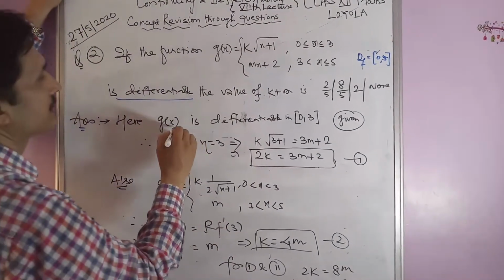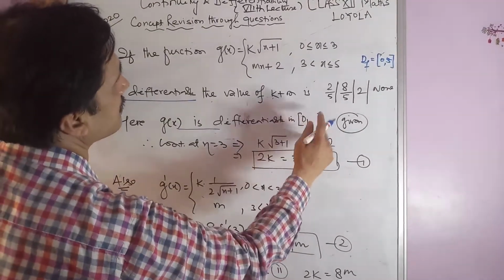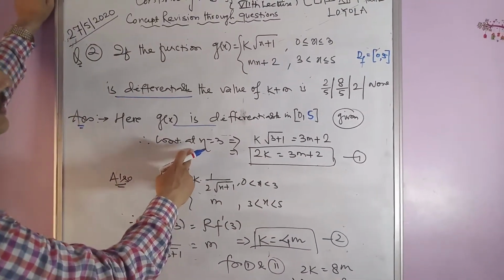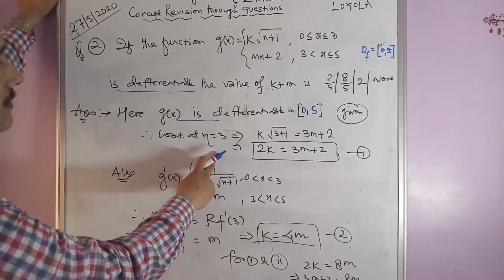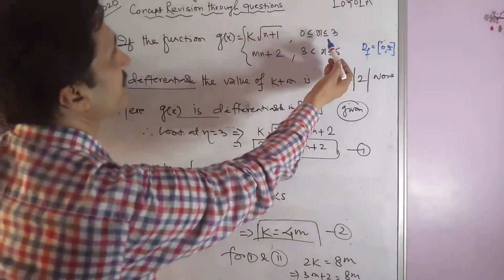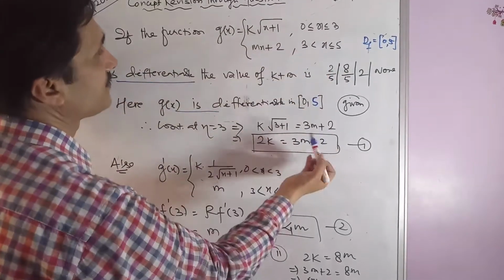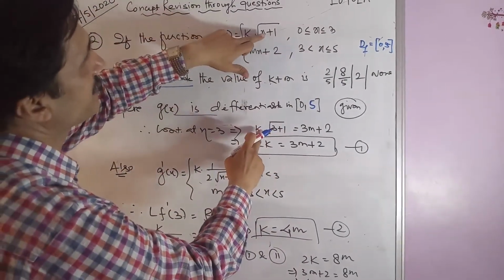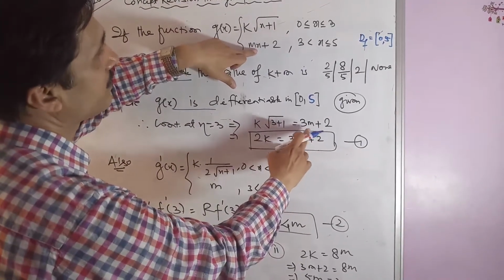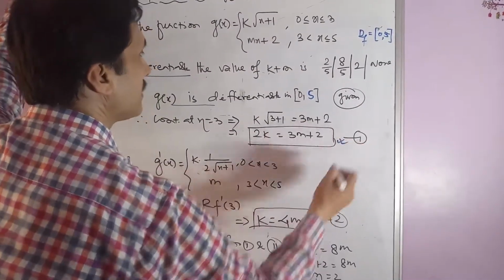Here g(x) is differentiable in interval 0 to 5. So continuity at the change point is assured here. We first use the condition of continuity. Here value at 3 or left hand limit at 3 and right hand limit at 3: k into under root 3 plus 1, and right hand limit 3m plus 2. This will give 2k equal to 3m plus 2, and let it be equation 1.